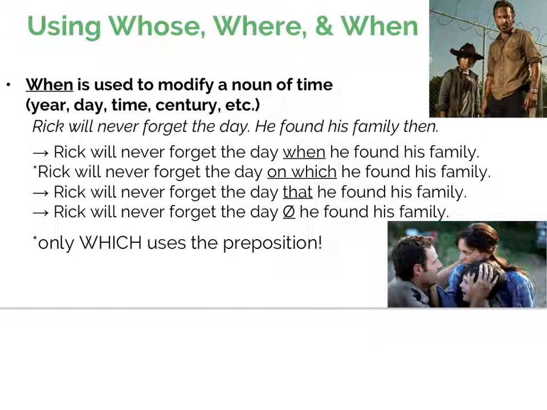Rick will never forget the day. He found his family then. To join them together, we can say, Rick will never forget the day when he found his family. In this sentence, the adjective clause is describing the specific day that Rick found his family. Notice that you can also use which and that to join the clauses together, and since they are acting as object pronouns, you can omit them from the sentence. Keep in mind that when you use which, you must use a preposition.